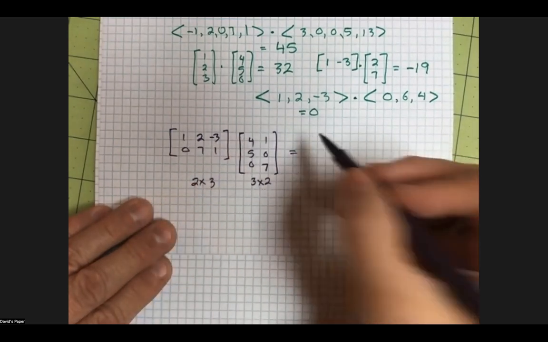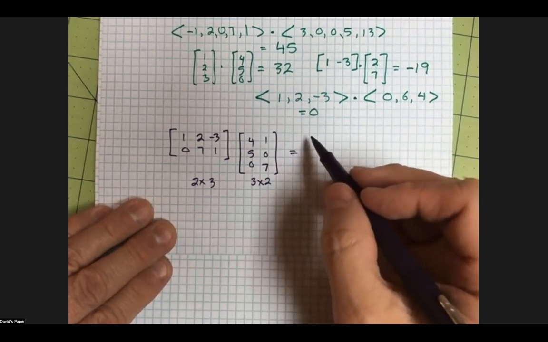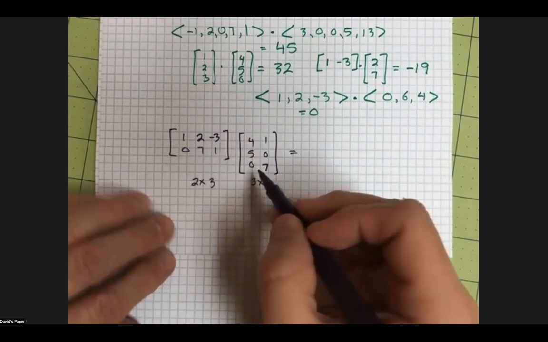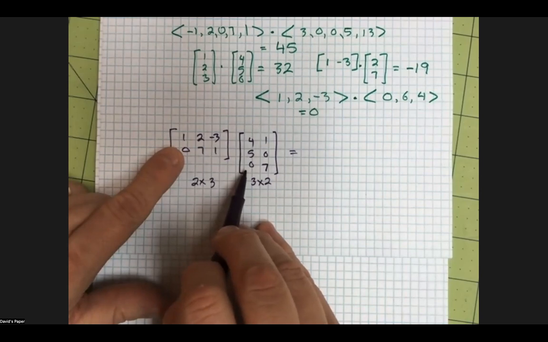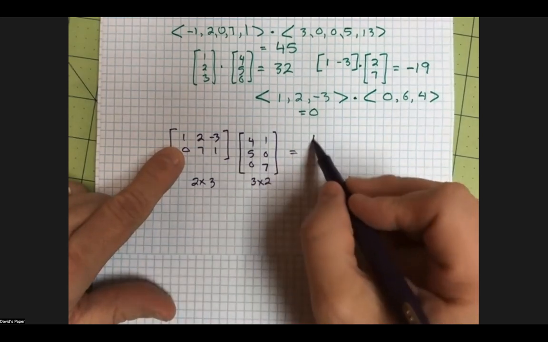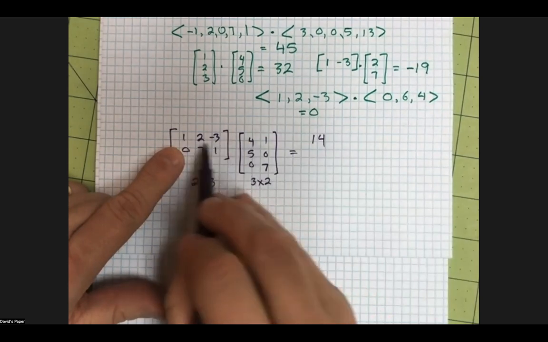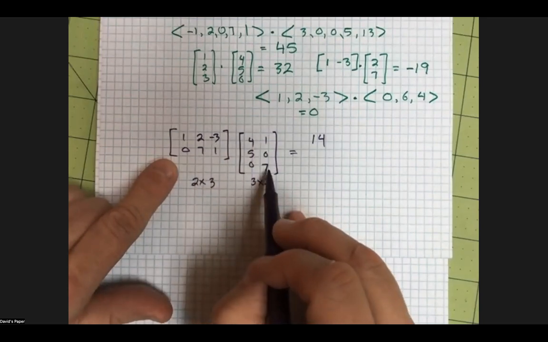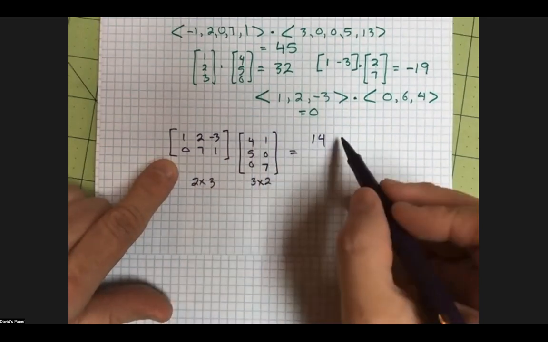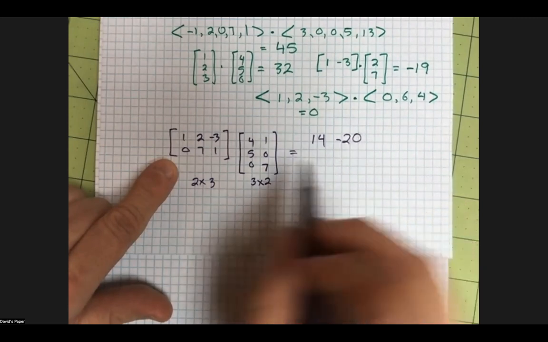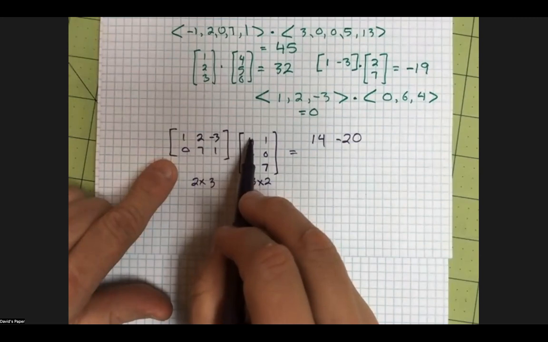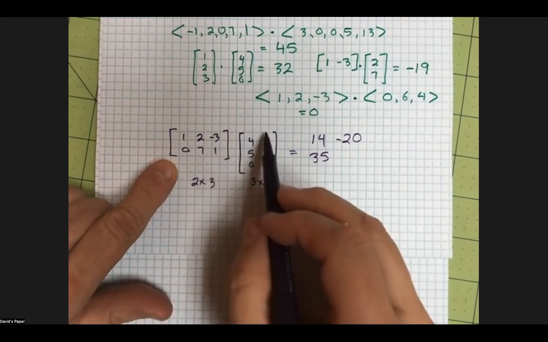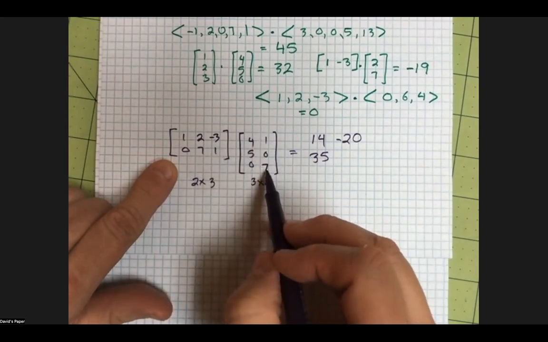So if you already know this, you're going to forgive me. But I want to make sure everybody's on the same page. When you multiply matrices, all you do is dot each row with each column. So if I dot the first row with the first column, I get 14. 1 times 4, 2 times 5, minus 3 times 0. If I dot the first row with the second column, I get minus 20. If I dot the second row with the first column, I get 35. If I dot the second row with the second column, I get 7.